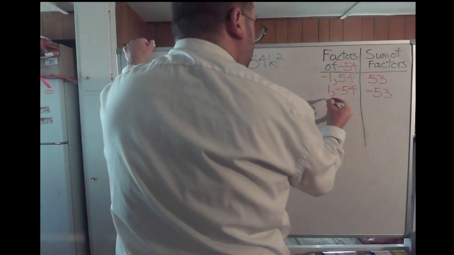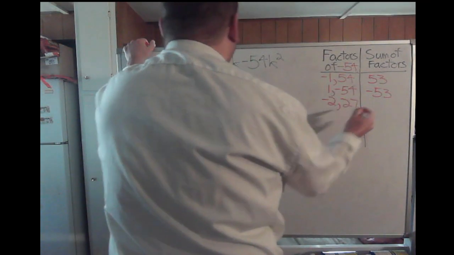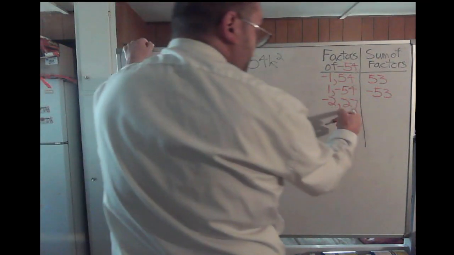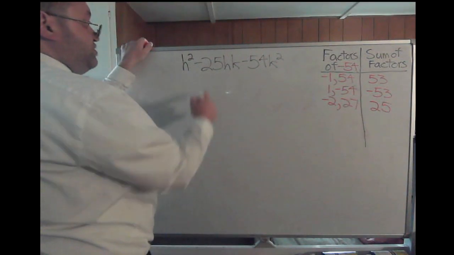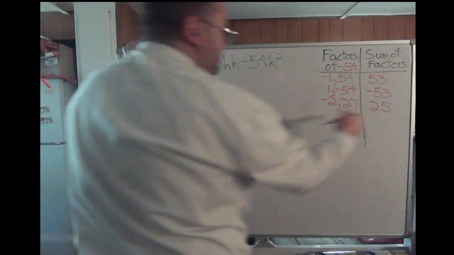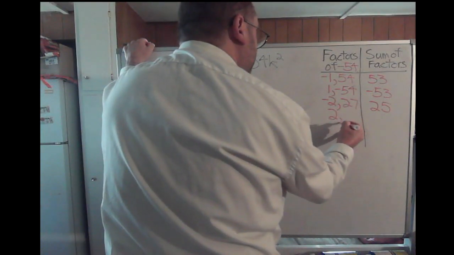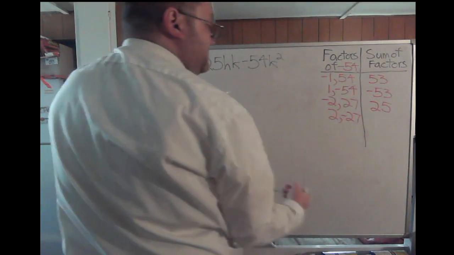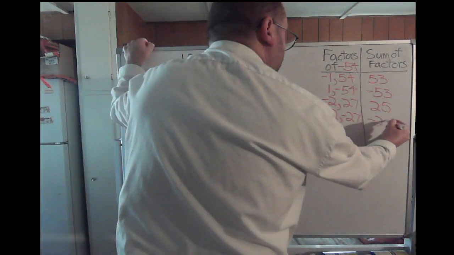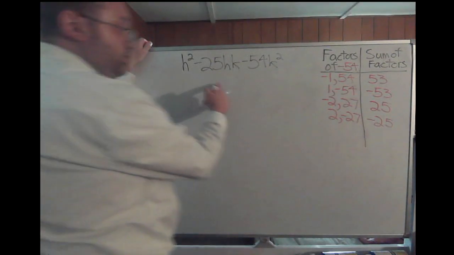Alright, so how about negative 2 and positive 27? Well, negative 2 and positive 27 added together give you positive 25. Your middle coefficient should be negative 25, not positive 25. So let's move on to positive 2 and negative 27. 2 minus 27, that's negative 25. And we struck gold because the middle coefficient should be negative 25.